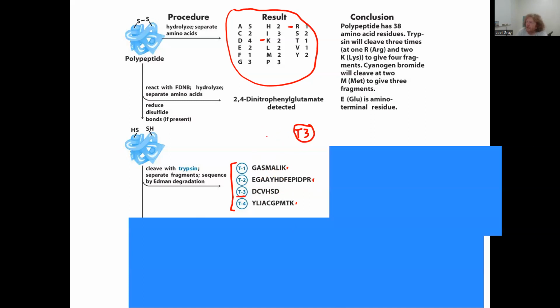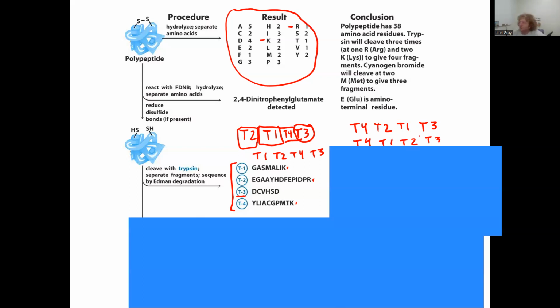So what are some orientations or organizations that could be true? It could look like this. We could be looking at a peptide that looks like this: T2, T1, T4, T3. It could also be T1, T2, T4, T3. It could also be T4, T2, T1, T3. It could be T4, T1, T2, T3. We have a couple of different organizations.